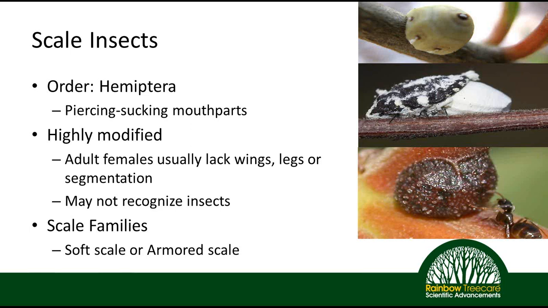Scale insects are highly modified. The adult females usually lack wings, legs, or even segmentation. So all of the typical identifiers that allow you to say this is definitively an insect, which are wings, legs, or segmentation, are actually just missing in most scale insects.